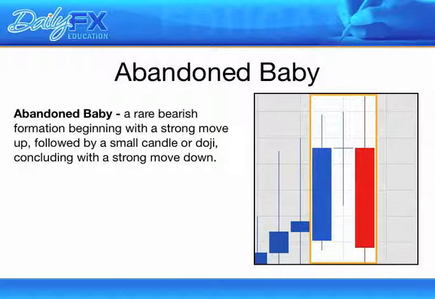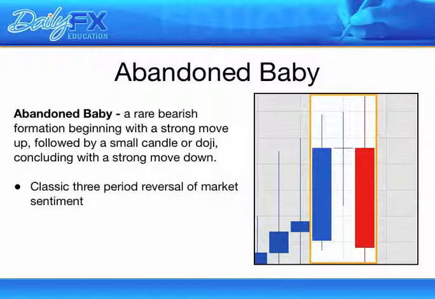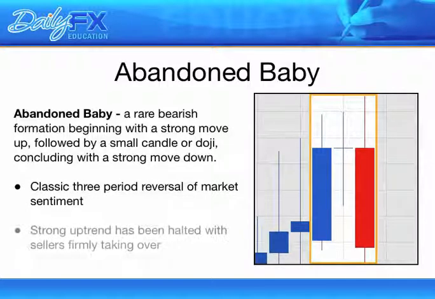The formation reflects a classic 3-period reversal of market sentiment, where after a bullish trend, enough sellers enter the market to take control. They first stop the trend's momentum up with a doji, and then ultimately reverse the direction of the trend. As you can tell from the picture, this pattern takes on qualities similar to the evening star. Also, if you just knew of the doji formation, you could trade this pattern based on the doji alone.